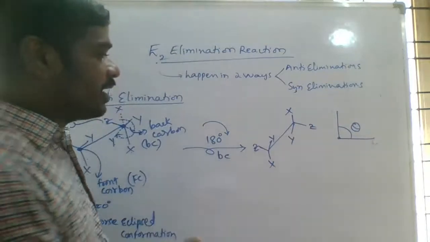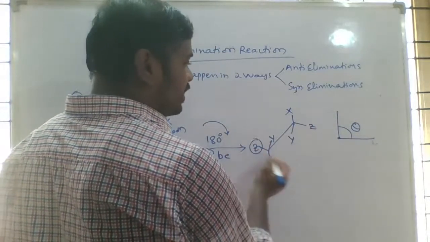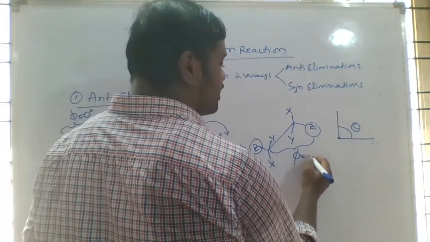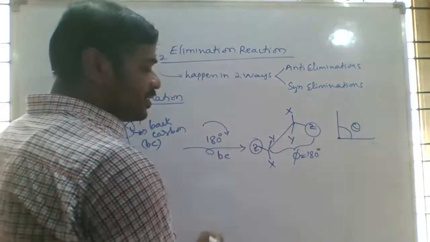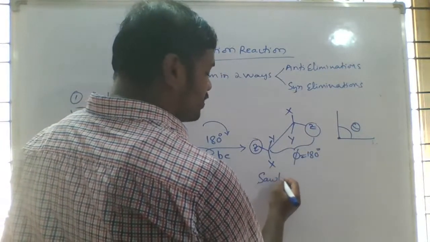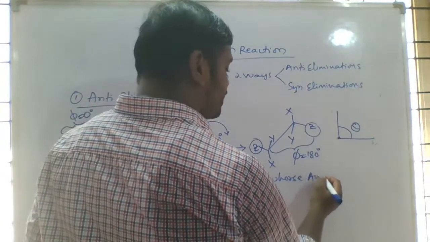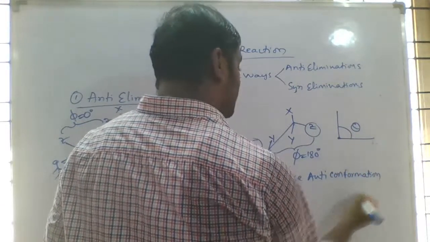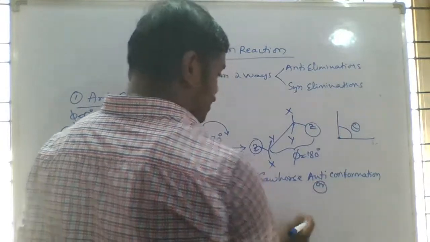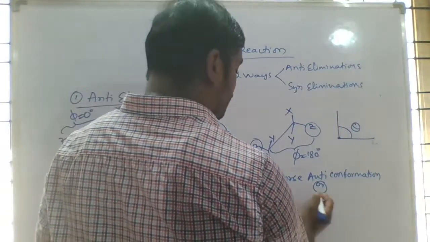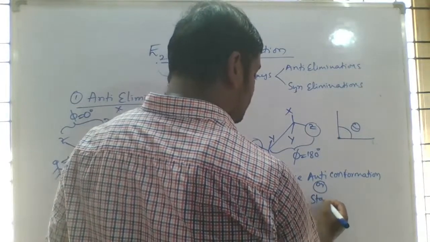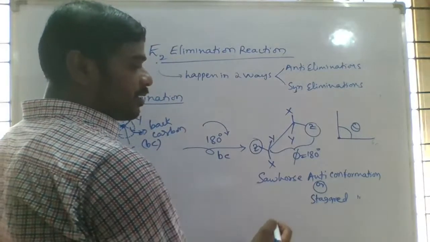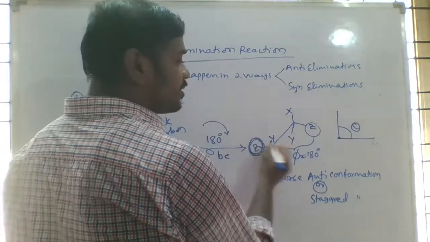If you choose the two Z groups, Z here and Z here, the angle separation is 180 degrees. The diagonal angle is 180 degrees. Therefore, this conformation is called the anti-conformation, or staggered conformation, the anti-staggered conformation.